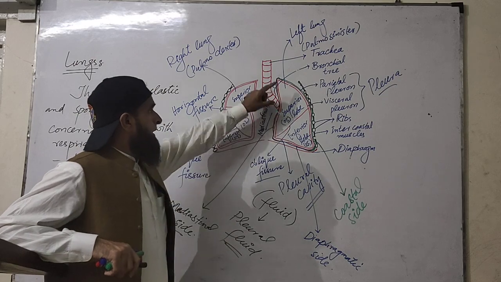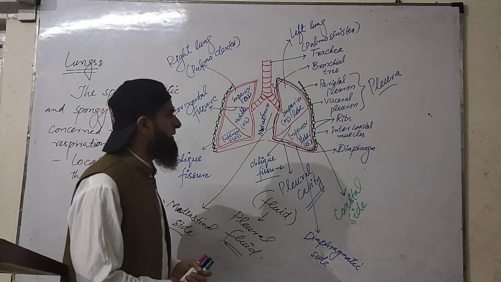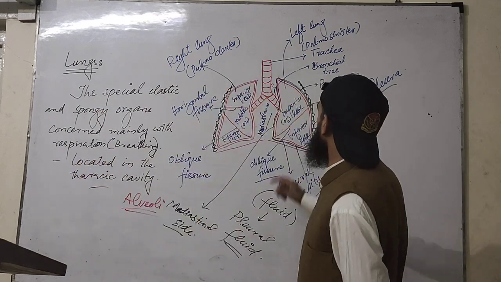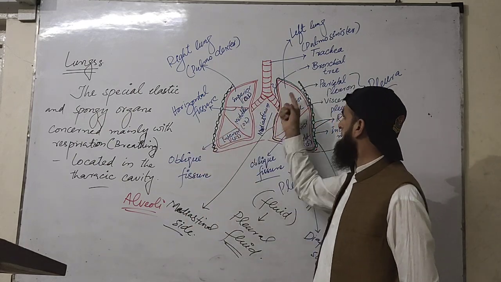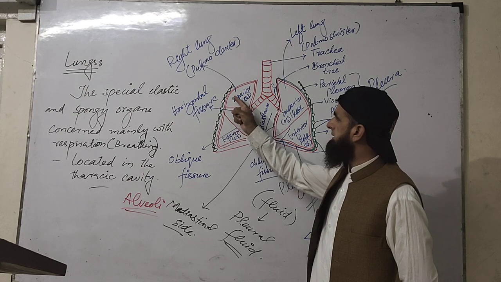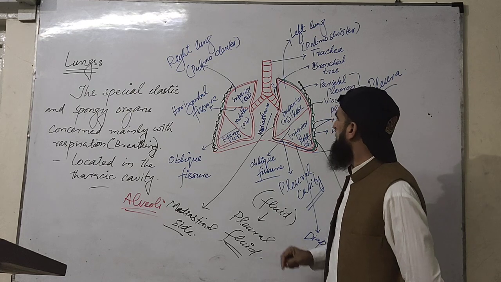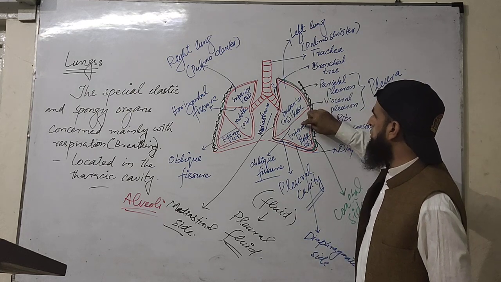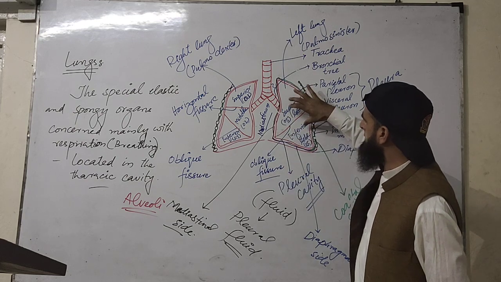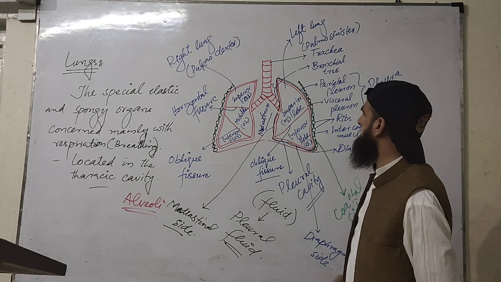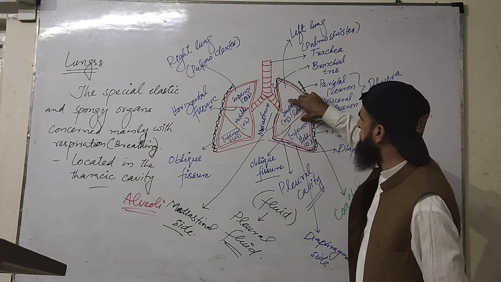Furthermore, the coverings of the lungs have to be discussed, but before that, the lobes of the lungs. This is our right side and this is the left side. So this is the right lung and this is the left lung. The right lung is divided into three lobes, while the left lung is divided into two lobes because of an oblique fissure. There is an oblique fissure that separates these two lobes from each other. In the case of the left lung, only a single oblique fissure is there, therefore two lobes are there.